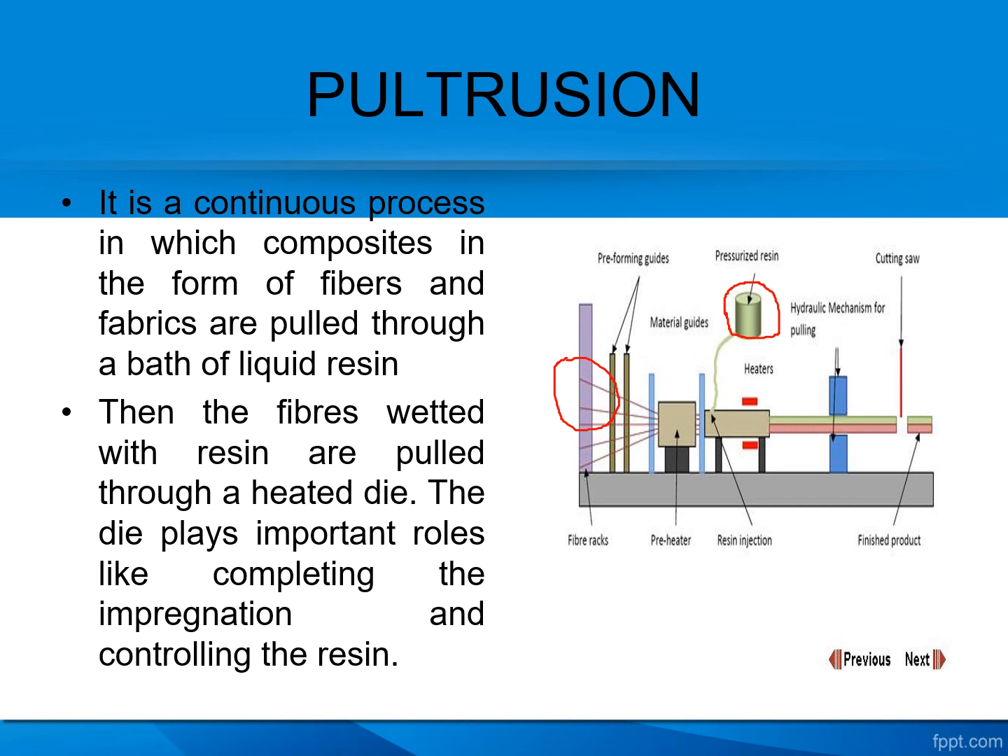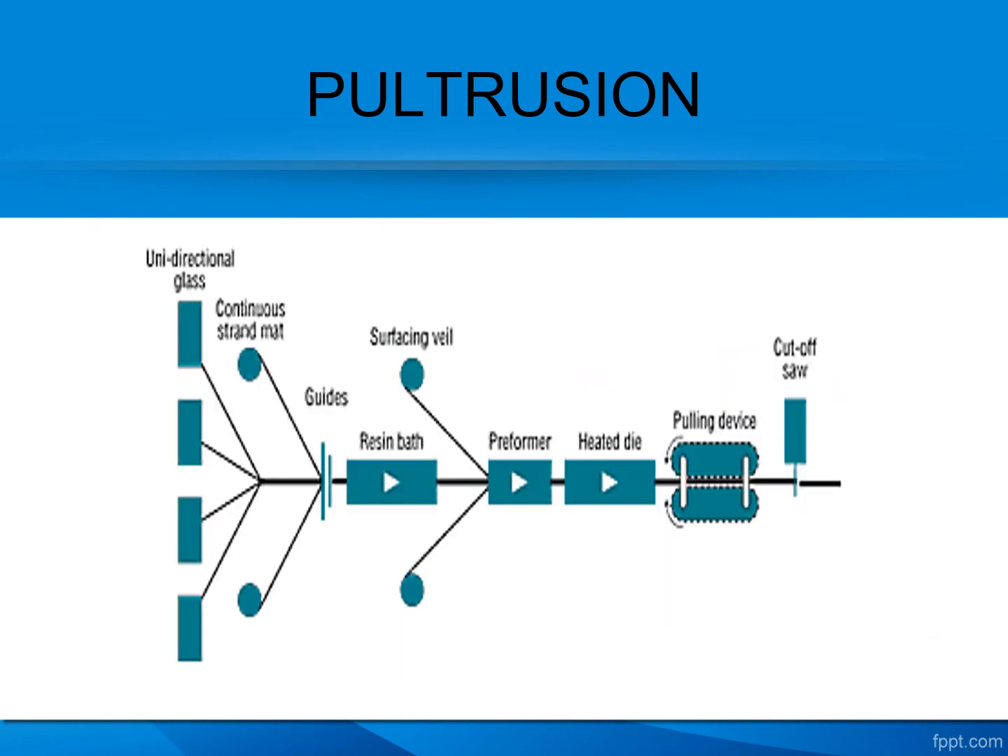Then the fibers wetted with resin are pulled through the heated die. The die plays an important role in completing the impregnation and controlling the resin movement. Once that has been done, it is cut using the cutting saw into small billets. Here it is very clear: unidirectional glass, continuous strand, resin bath, surface veil, preformer, heated die, pulling device, and finally the cut-off saw. These are all the parts of the pultrusion process.